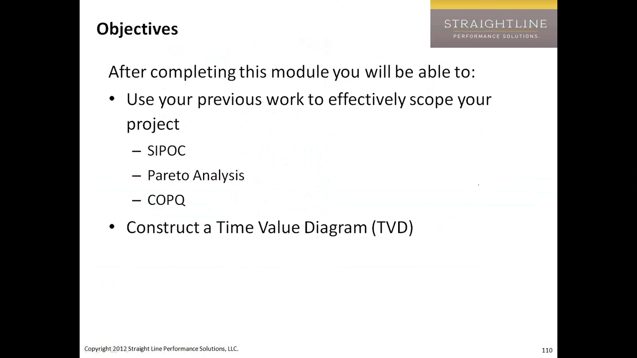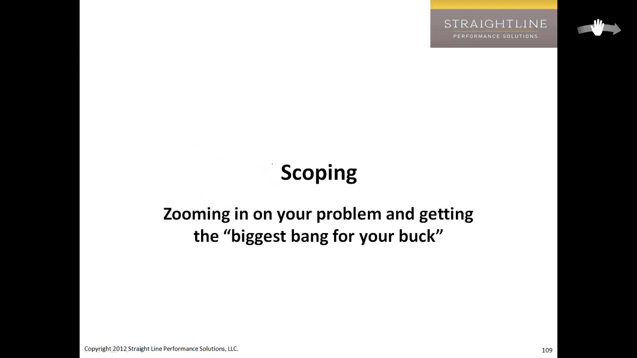Okay, the three tools, the three places that I think that we can really do this are, we can do it using a SIPOC. That's often very helpful. We can also do it using cost per quality. Remember when I said that cost per quality is a good way of scoping your project down. I'm also going to talk a little bit about something called Pareto analysis, which is really how do I combine these two to get a picture of where I should go next on priority. And finally, if you are trying to reduce time, constructing a time value diagram is often very helpful.